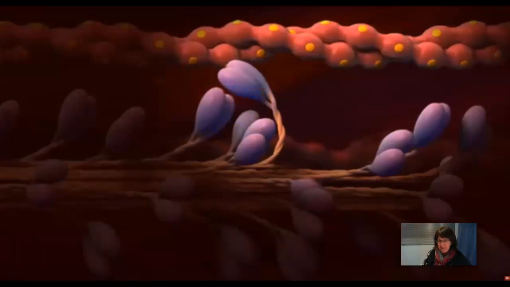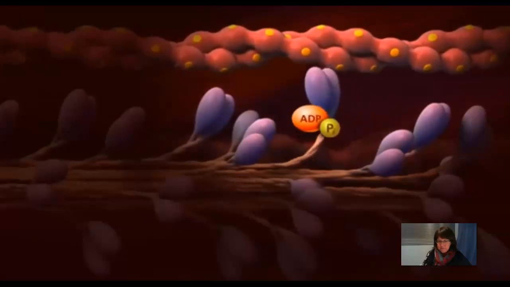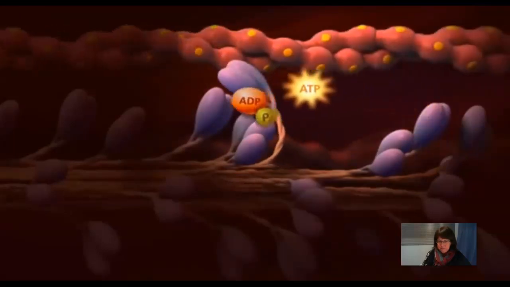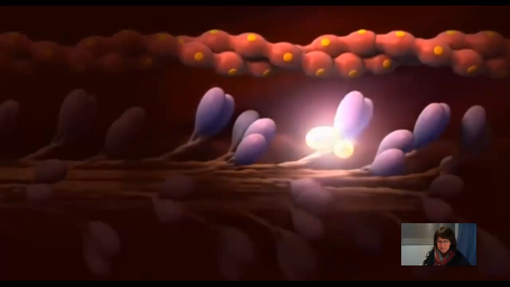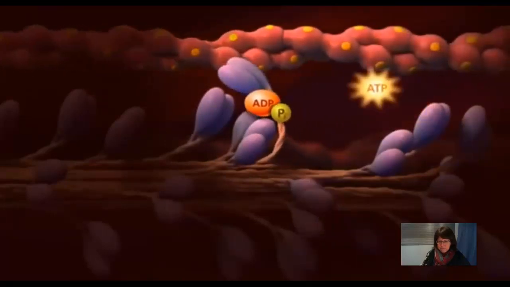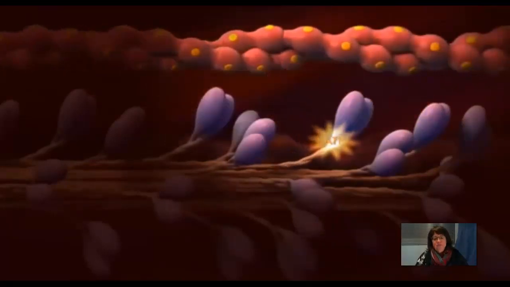The myosin remains attached to actin until a new molecule of ATP binds, freeing the myosin to either go through another cycle of binding and more contraction or remain unattached to allow the muscle to relax.